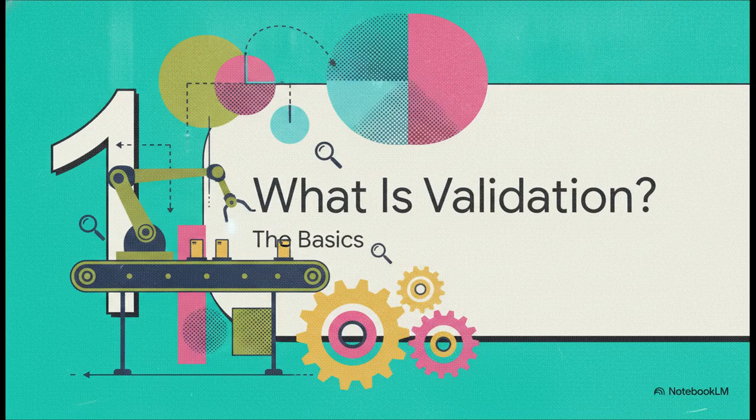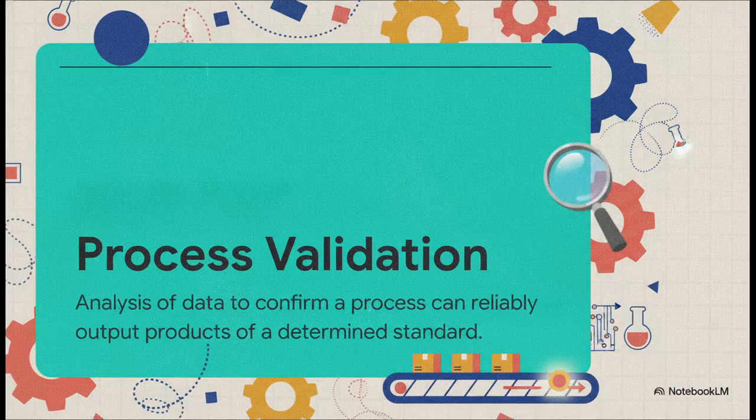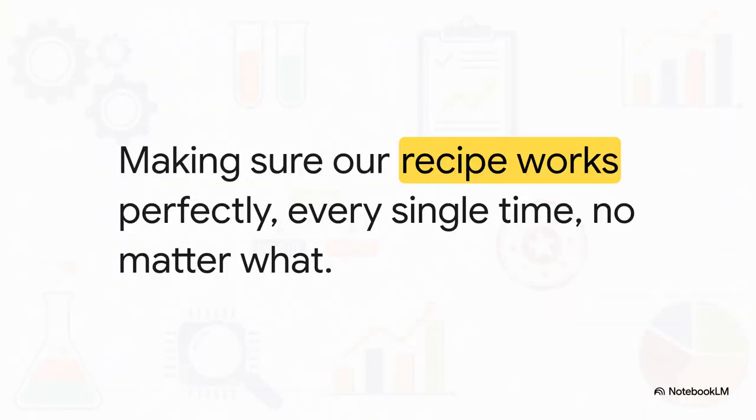What exactly is process validation? Okay, so according to the official FDA and EMA guidelines, process validation is the analysis of data gathered throughout the design and manufacturing of a product to confirm that the process can reliably output products of a determined standard. Oof, okay, let's be real for a second here. That sounds like absolute corporate speak, right? It's a super formal way of explaining something that's actually pretty intuitive. Basically, the simple translation is just this: we're making sure our recipe works perfectly, every single time, no matter what.